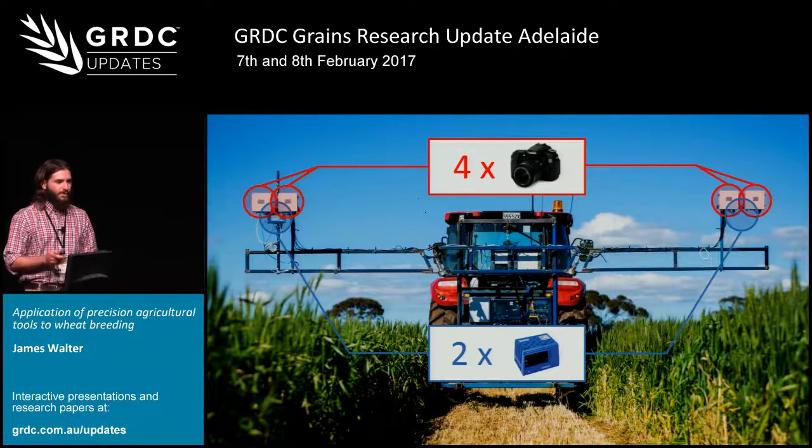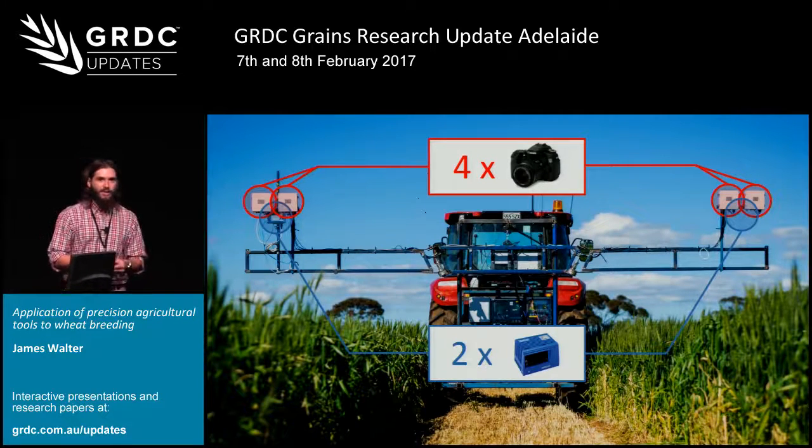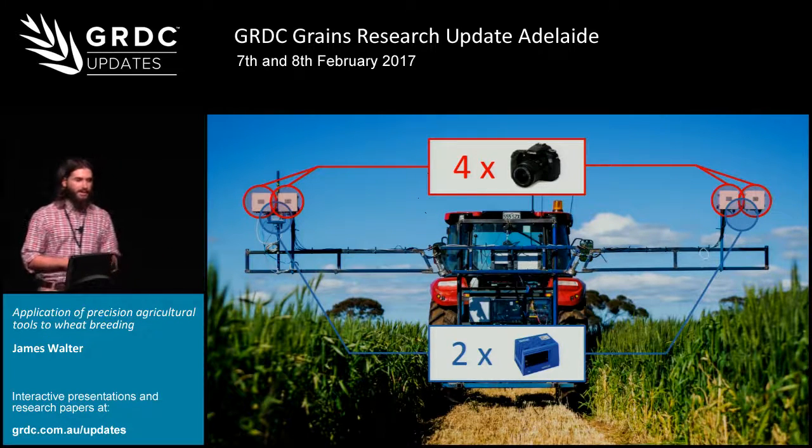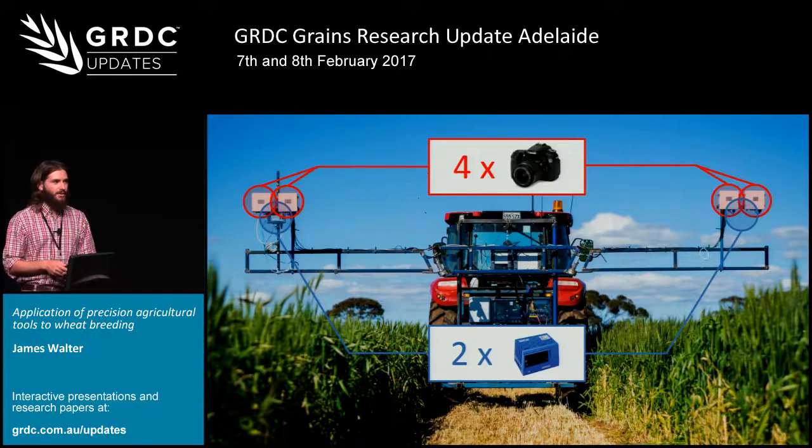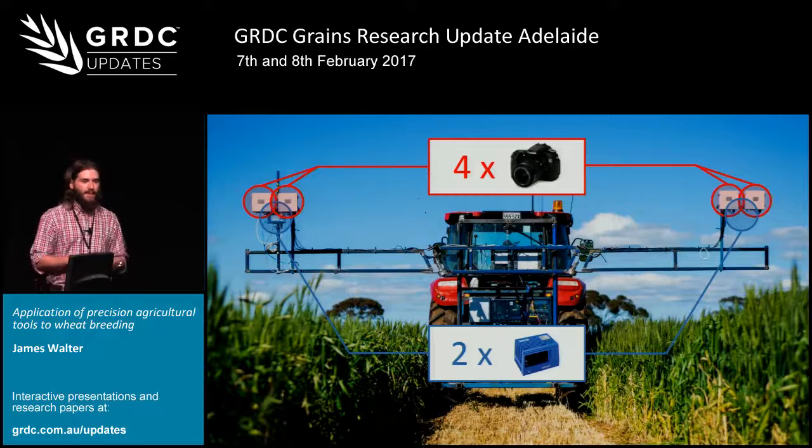Up the top there, we've got 4 digital cameras, 2 on either side of the boom. And we also have 2 LiDAR units, which are a 3D laser scanner. Basically what we do is we drive this boom through our plant breeding trials, and we measure 1 plot either side as we go. All of that capturing is triggered by an RTK GPS in the tractor. And then all of it gets sent back to a laptop in there, so we've got all the data ready to go when we get back to the office.